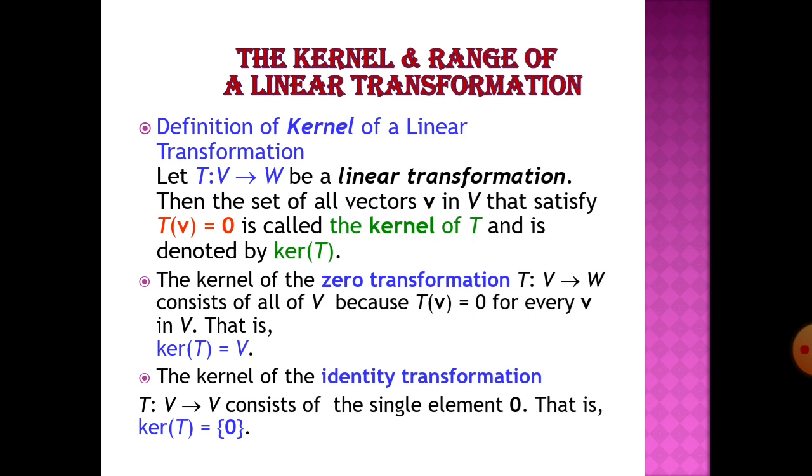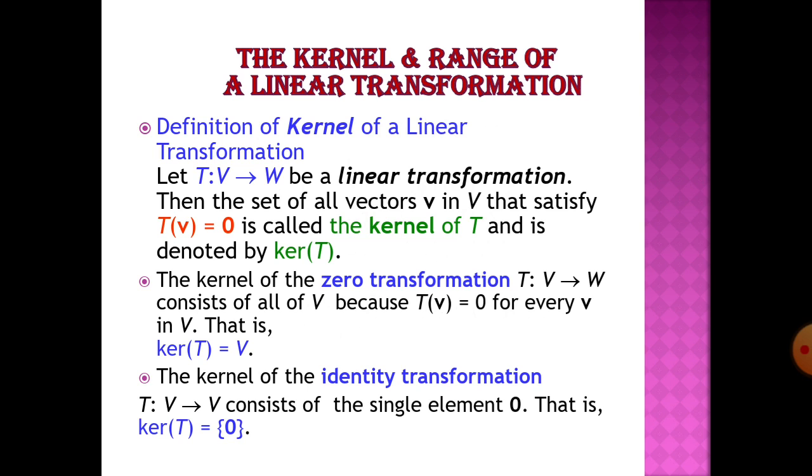Next definition is kernel of a linear transformation. Let me take the function mapping T from V to W, a linear transformation. Then the set of all vectors v in domain V that satisfies T of v is equal to 0 is called the kernel of T and is denoted by ker T.